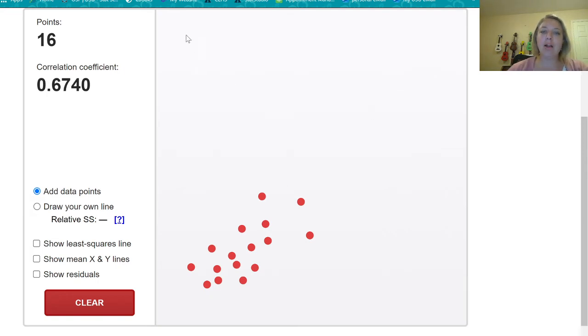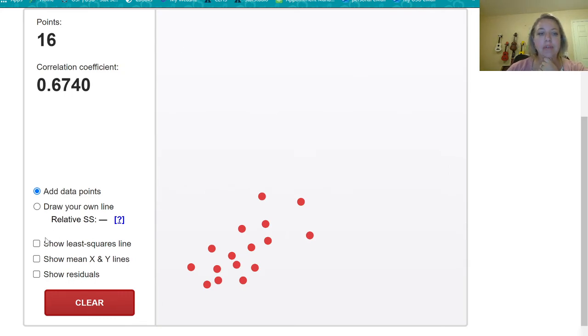Now I'm going to put 1 more point. This time I'm going to put it in the upper left-hand corner. What do you think is going to happen to our correlation of 0.67? Let's see. Take your guesses. 3, 2, 1, boom. What happened? I only added 1 point and the correlation coefficient completely changed. Not only did it change from being positive to negative, it went from pretty strong to really close to 0. This is what's called a high leverage point.